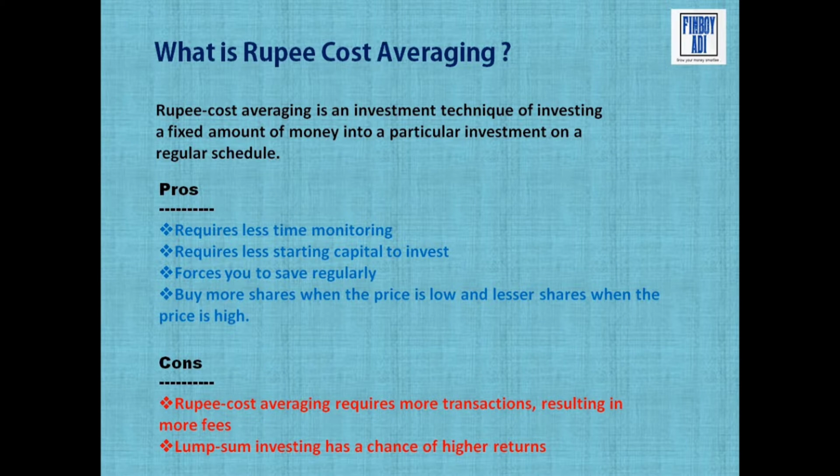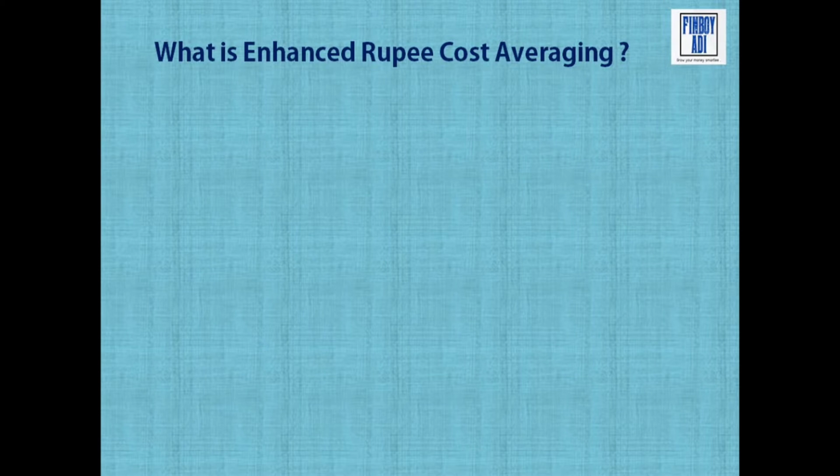So these are basically the two types of investment: rupee cost averaging with your SIP, and second, your lump sum. Both types of investment have cons and pros. So how will you get the benefit from both types? If you invest in lump sum, you get some pros and cons, and the same for SIP. So there comes your enhanced rupee cost averaging. Here what we will do is combine both and take advantage of both types of investing.